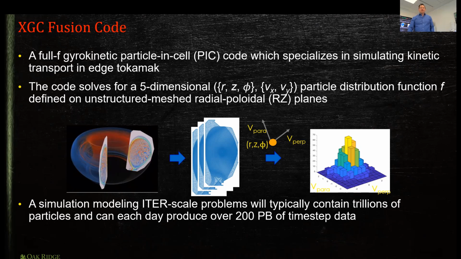So we really need to understand the physics, and this code helps us. This is used all over the world. The only problem is it's very, very expensive, which is why we're trying to get these AI surrogates. Things are solved in a 5-dimensional space.